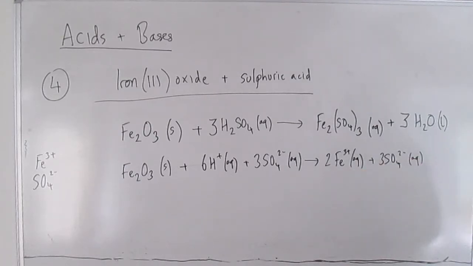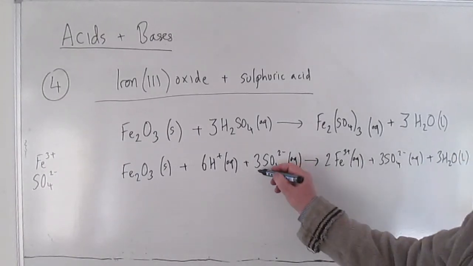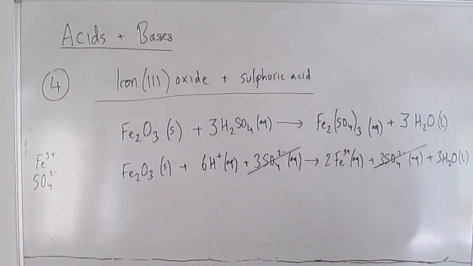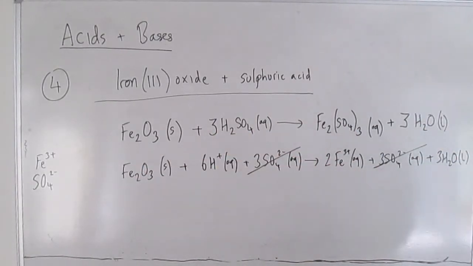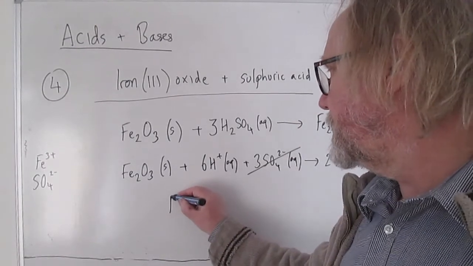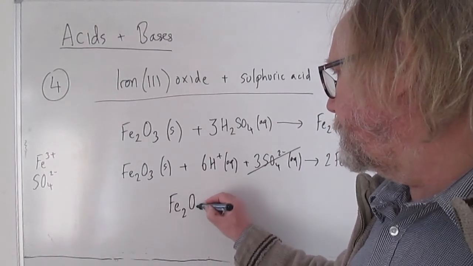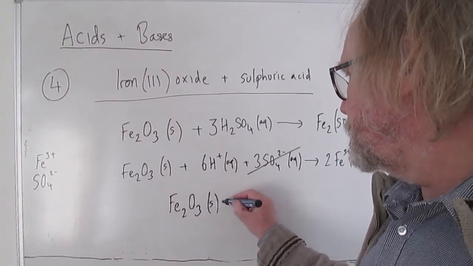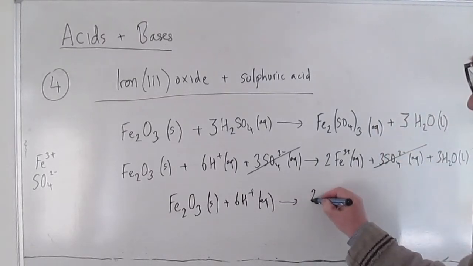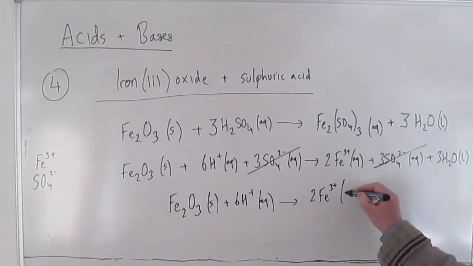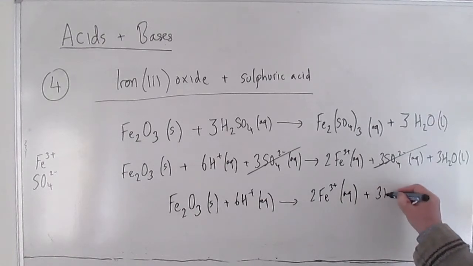So that's your iron 3 sulfate, and then water, as we already said, is just water, it's just a molecule, so you just write it like that. Do your cancelling, which this time is just the sulfate ions, because everything else changes. The iron 3 ions were locked into the oxide here, but they're not anymore, so they do change, so they do appear in the final equation. So Fe2O3 solid plus 6H+ goes to 2 Fe3+ plus 3 waters. Okay, and that's your ionic equation.